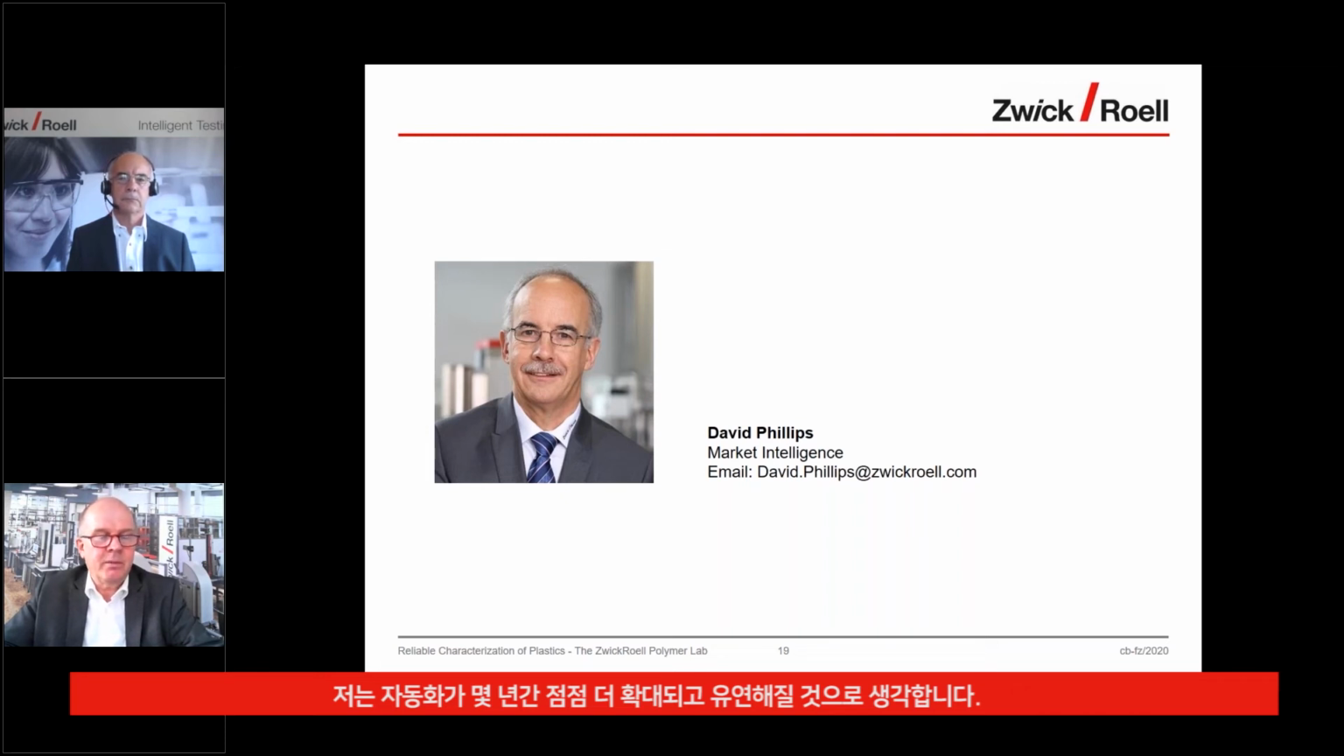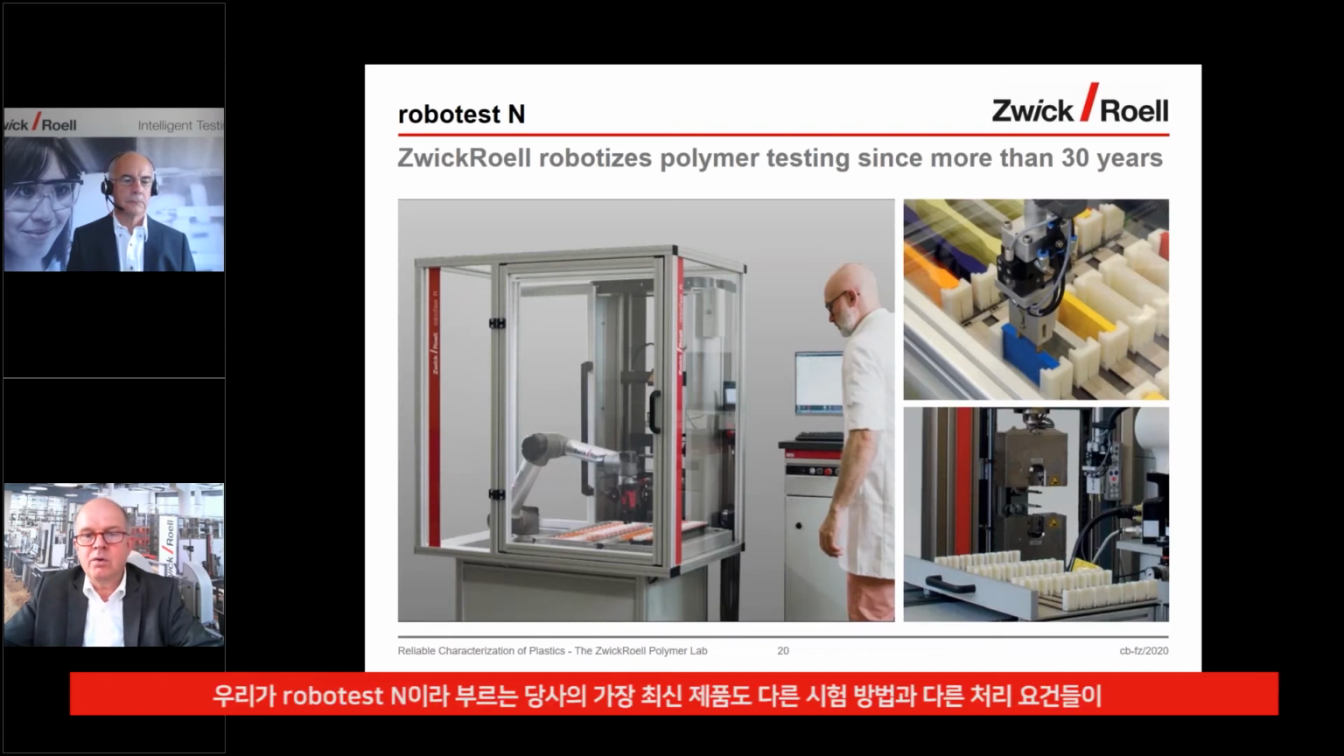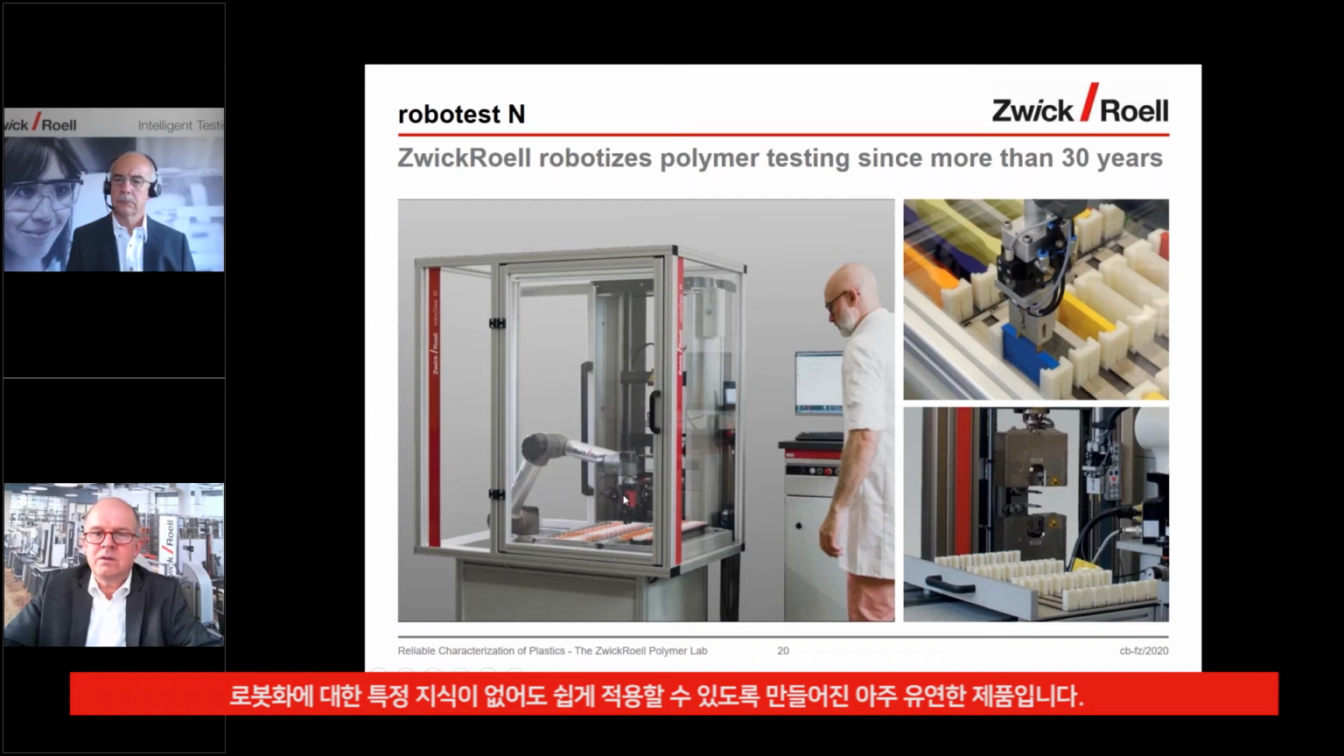I would say automation has become more and more flexible over the years. And our newest product here is what we call the Robotest N. So this is a very flexible version of a robot which can be adapted to different test methods and different handling requirements in a quite easy way and without, let's say, much specific knowledge about robotization.